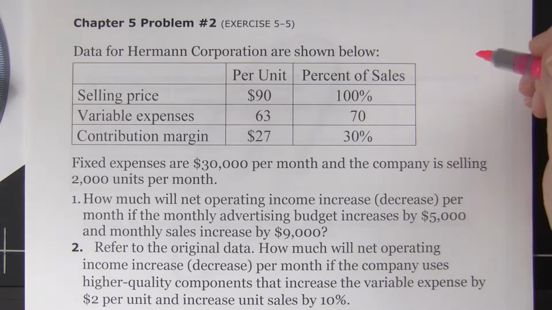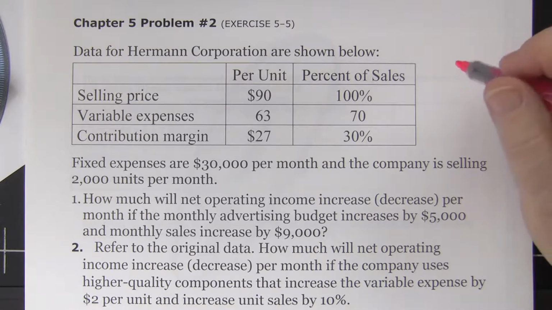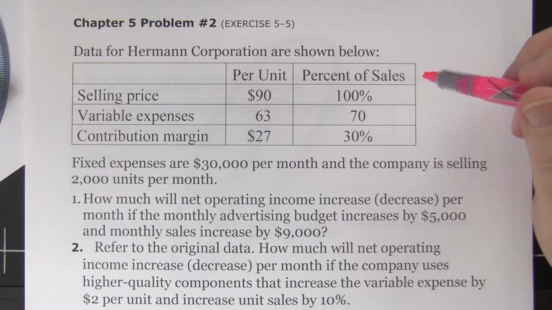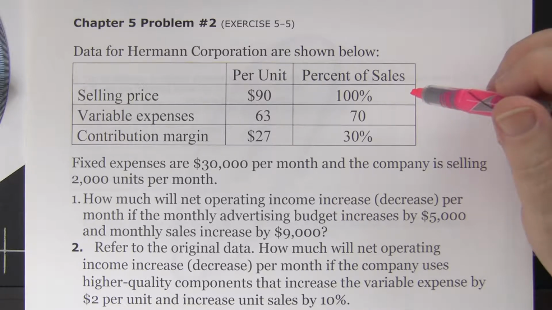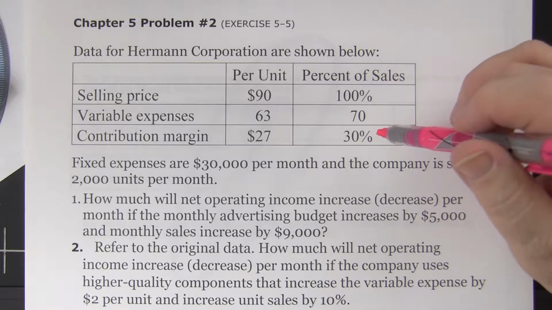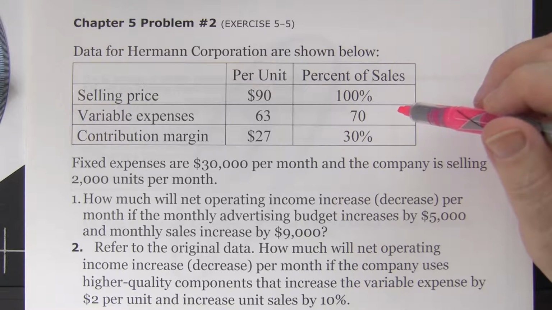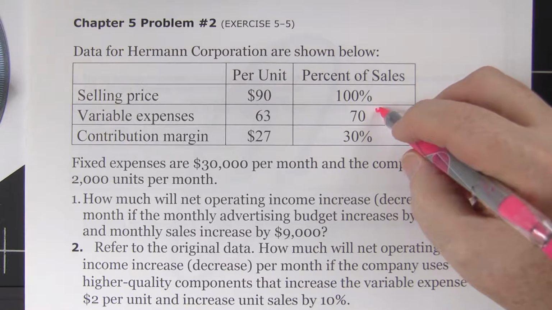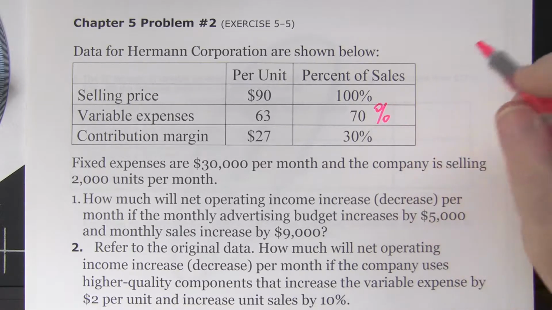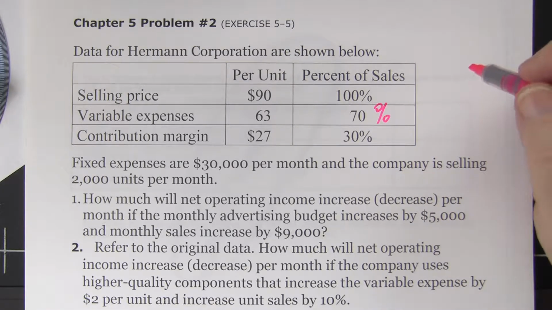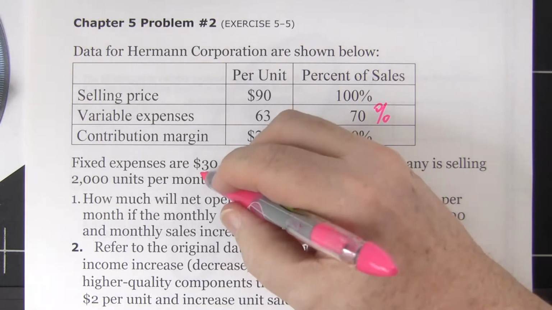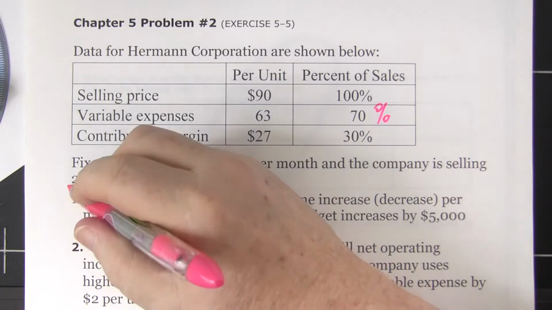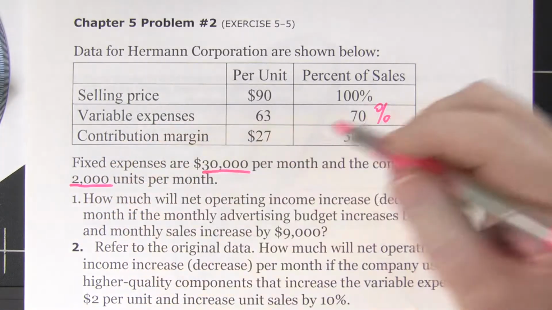They tell us for this Hermann Corporation, they have a selling price of $90 per unit. They have variable expenses of $63 per unit and a contribution margin of $27. And they were kind enough to give us the percentages to save us the trouble. So, fixed expenses are $30,000 per month. The company is selling 2,000 units per month.